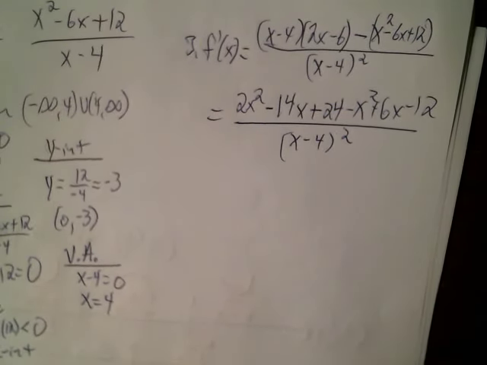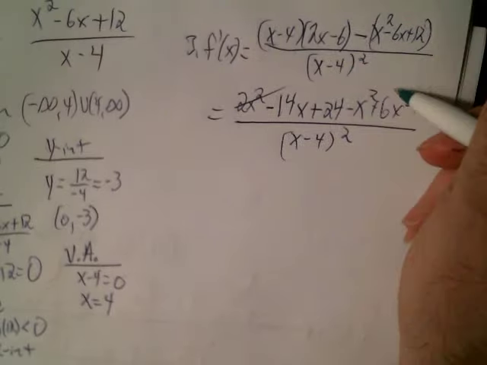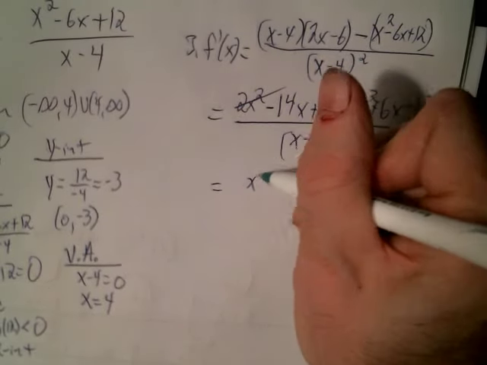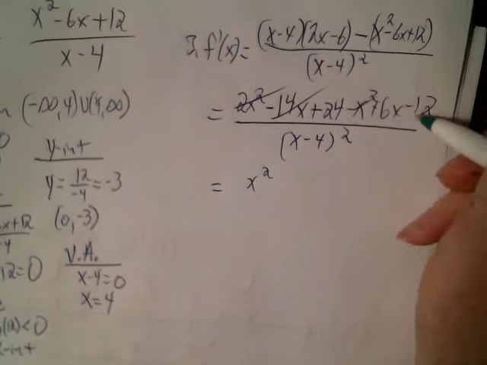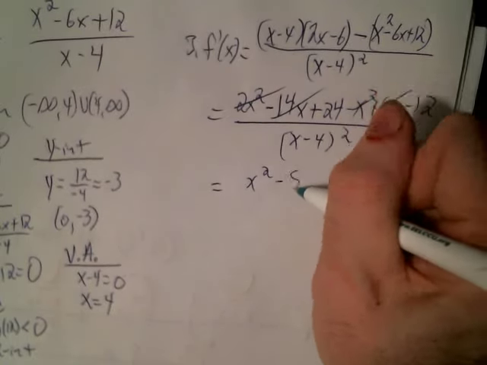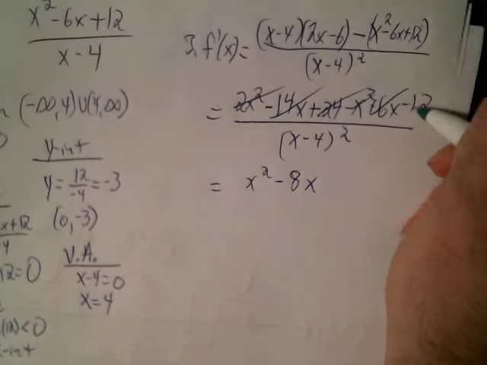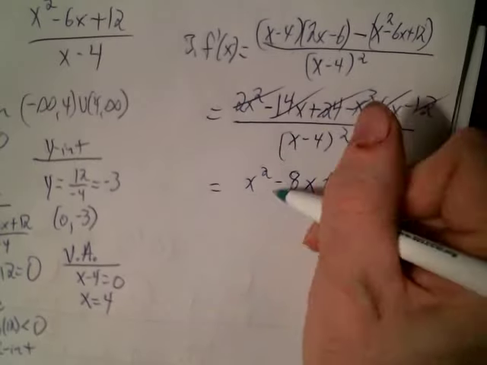Okay. Clean that up. 2x squared minus x squared is x squared. And then minus 14x plus 6x, I believe, gets us back to 8x. And then 24 minus 12 gets us to 12.